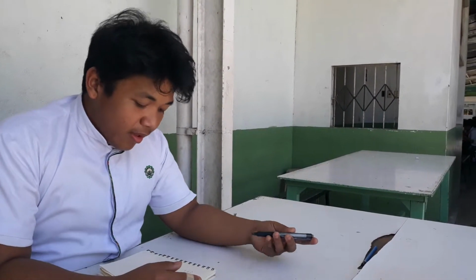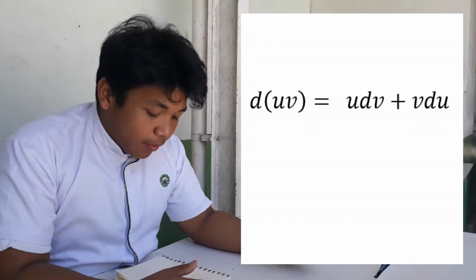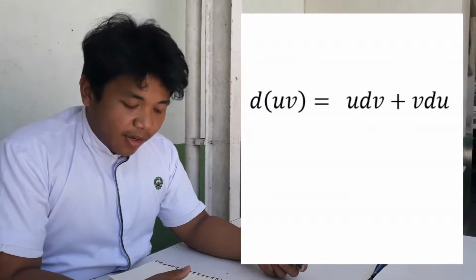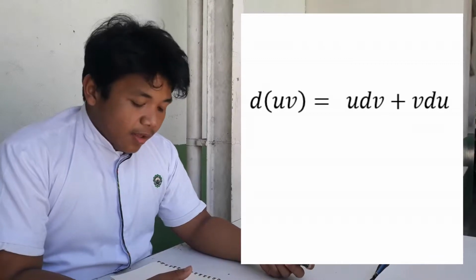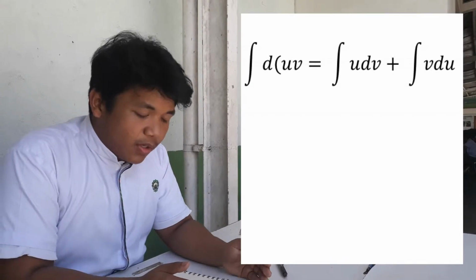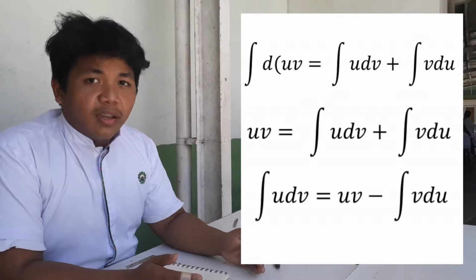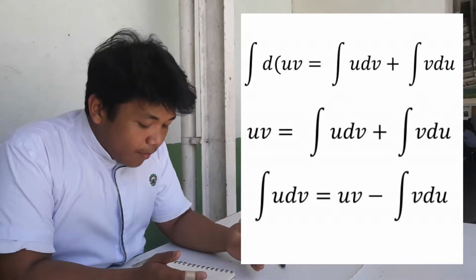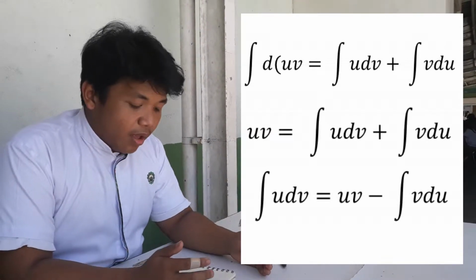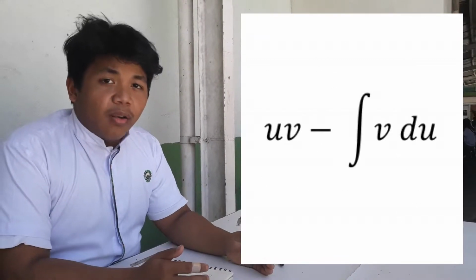So we start off with the derivative of uv, which equals u times the derivative of v plus v times the derivative of u. We first integrate the whole equation, so our equation will look like this: integral of d(uv) equals integral of u dv plus integral of v du. And then we just transpose integral of u dv to the other side. That will leave us with the equation uv minus integral of v du.